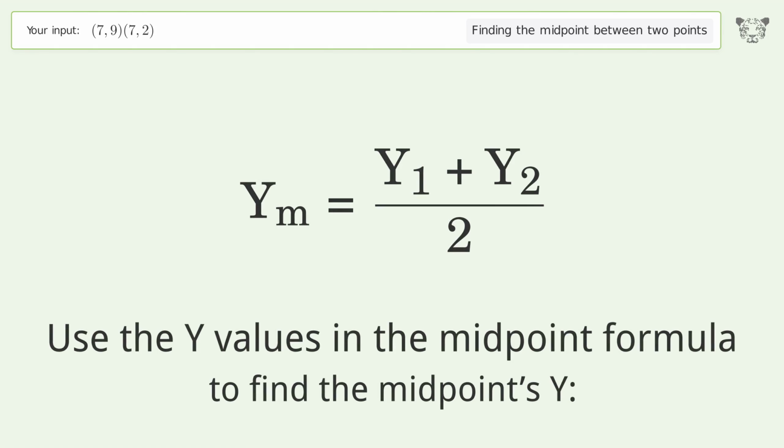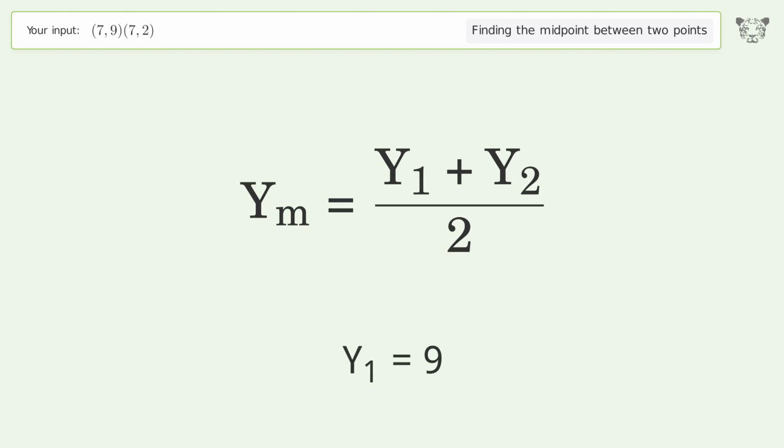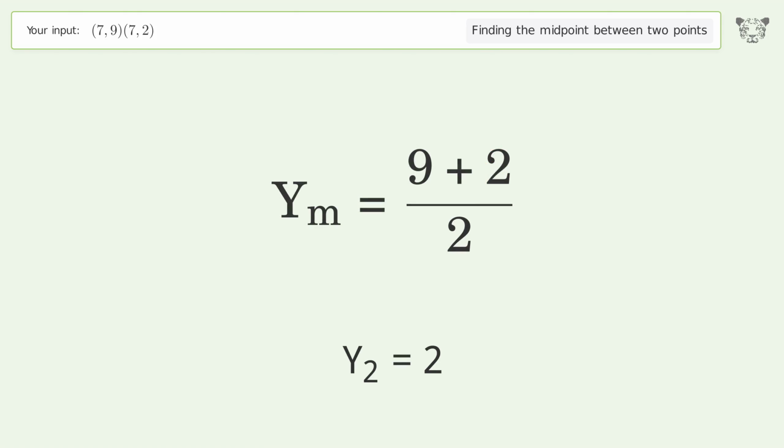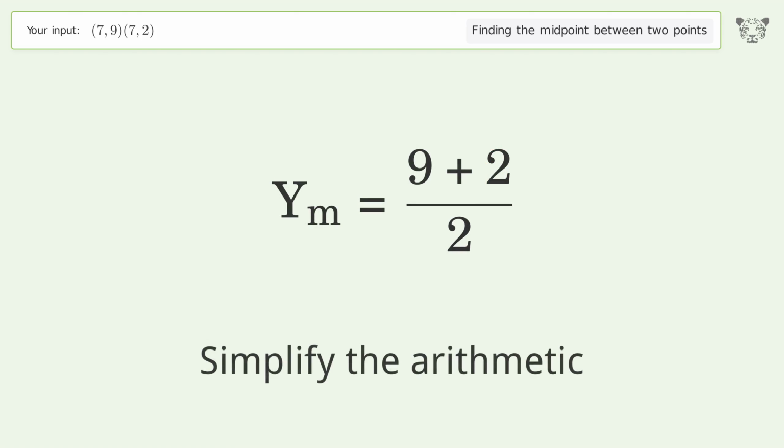Use the y values in the midpoint formula to find the midpoint's y. y1 equals 9. y2 equals 2. Simplify the arithmetic.